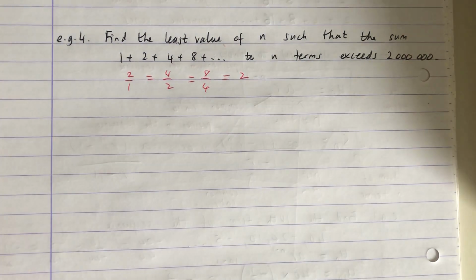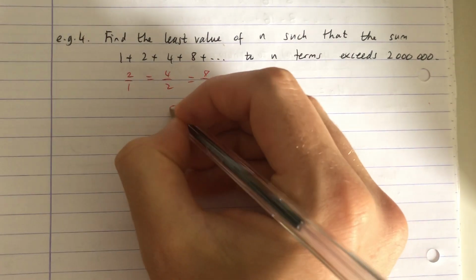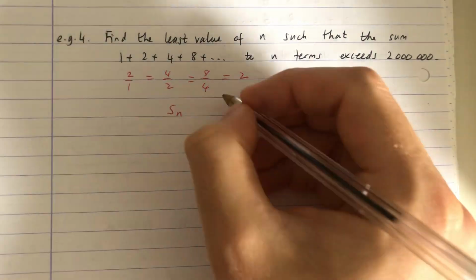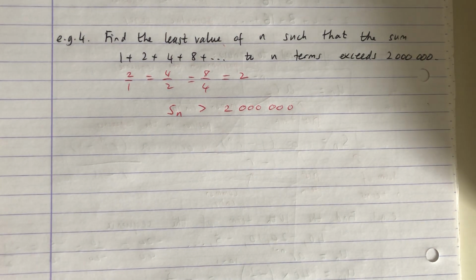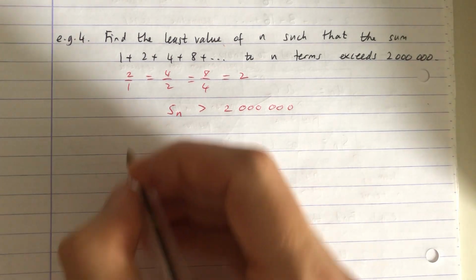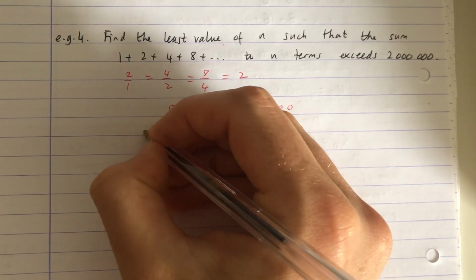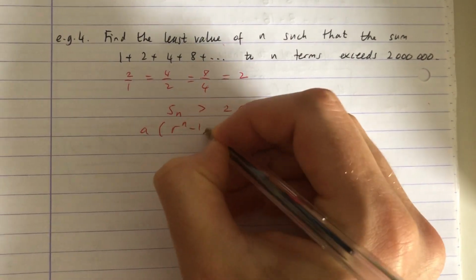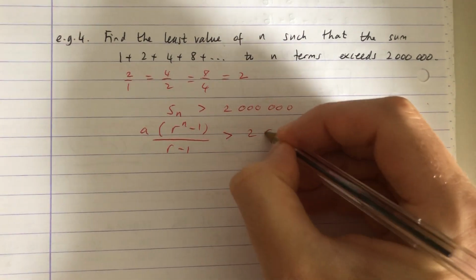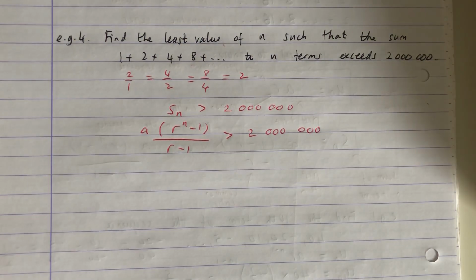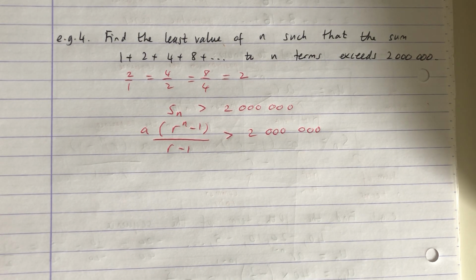If you translated this into mathematical symbols, that sum is Sn, because it's the sum to n terms, and it needs to exceed 2 million. Or in other words, a(R^n minus 1) over R minus 1 is greater than 2 million. I'm picking this one to make things positive. And we've got an inequality we're going to have to solve, but it's a lot harder than the previous one because it's not a quadratic one, it's going to be a different one.